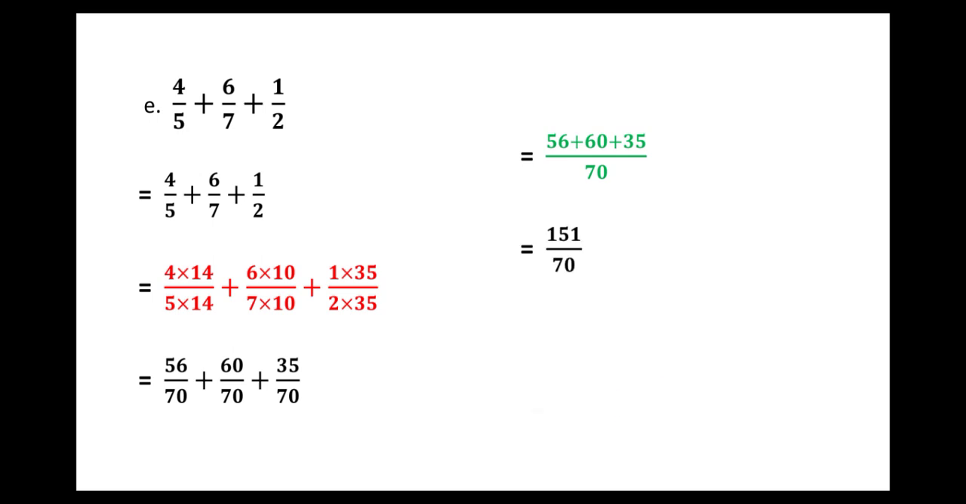151 upon 70. So now you can see that the numerator is greater than the denominator. So we want to divide the numerator by the denominator. So 151 divided by 70 we get 2 whole 11 by 70. So this is your answer. Okay ji, now we move to the next question. This is the F part of question number 4.